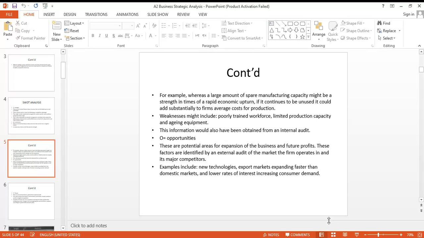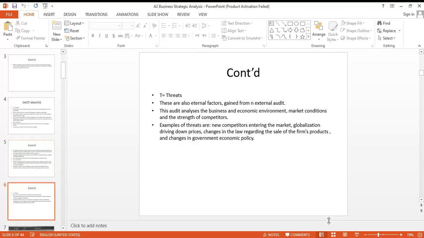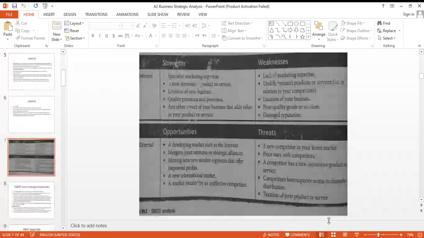So anyway, if there are new technologies, or there is increasing customer demand for your product, then this is a good situation and this is an opportunity. Likewise, the threats are also external, and they are external disadvantages to the business. If there's a major competitor in the market, then that will constitute a threat to the business.